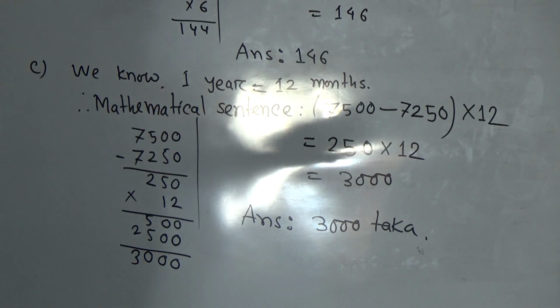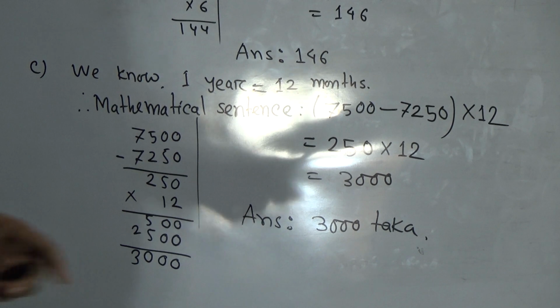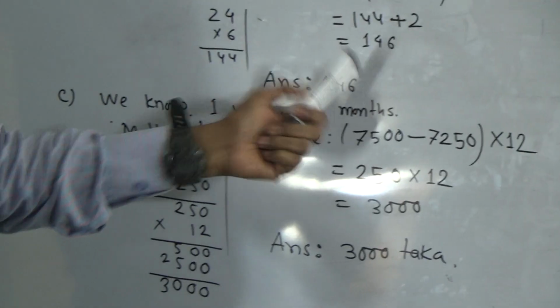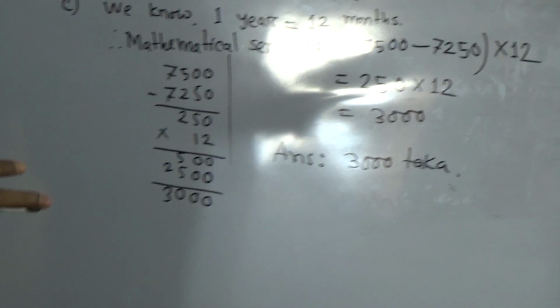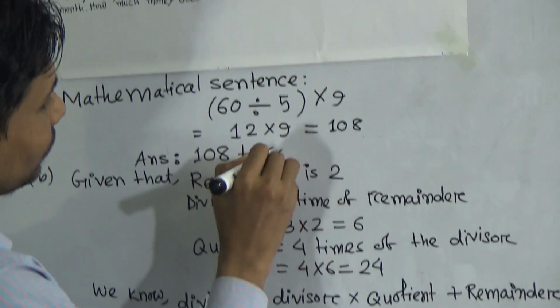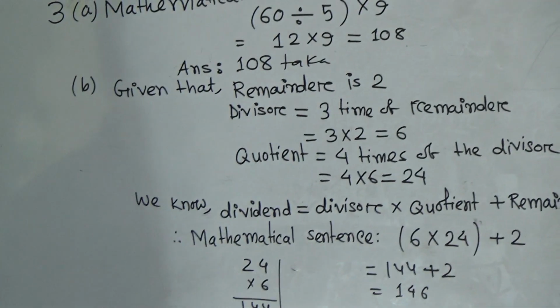Okay student, I hope we understood. Okay, so our answer will be 3000 taka, and for the B number the answer will be 146 and the A number is 108. Okay, 108, or you may write here 108 taka. Okay student, because how much is the price of 9 pencils? The price of 9 pencils is 108 taka. Okay, so you have to write 108 taka.